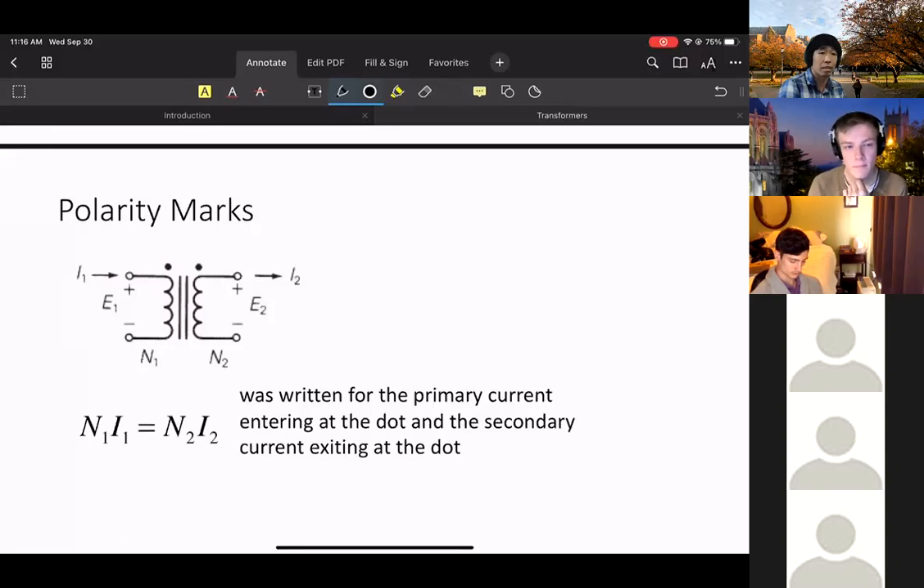This is notation-wise; we need to know this when we do analysis. But when you buy an actual transformer, it is completely symmetrical. There's no way to tell which one is which. There's no preferred direction in your transformer one way or the other. We just need to mark this.